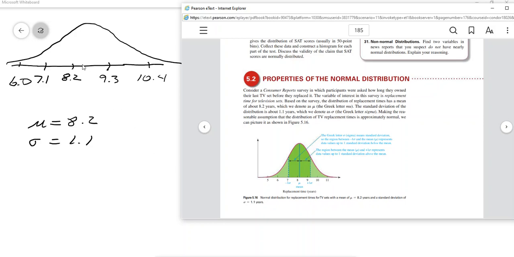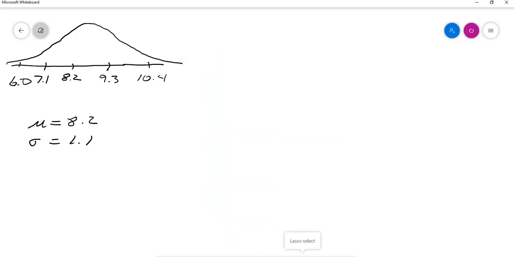We can say, well, this 8.2 really should be a little more to the middle, right? Let me just move this over a little bit, roughly here. Okay, so the middle, I get about right there.